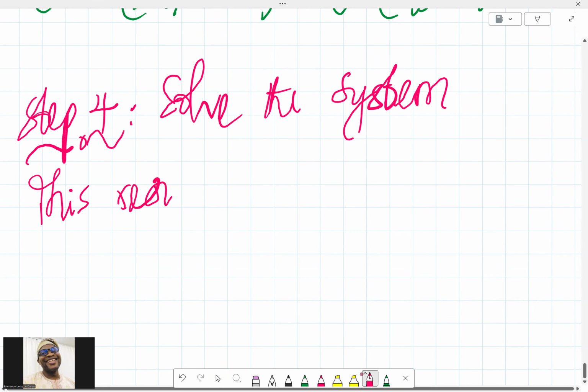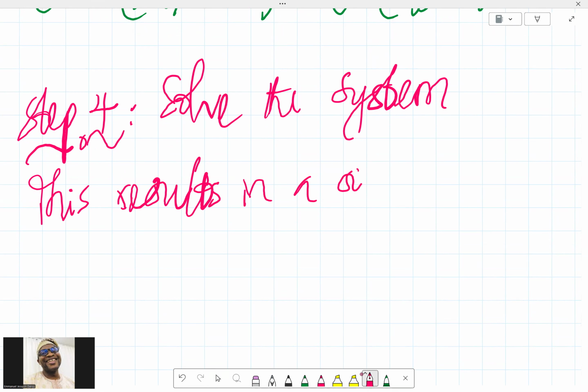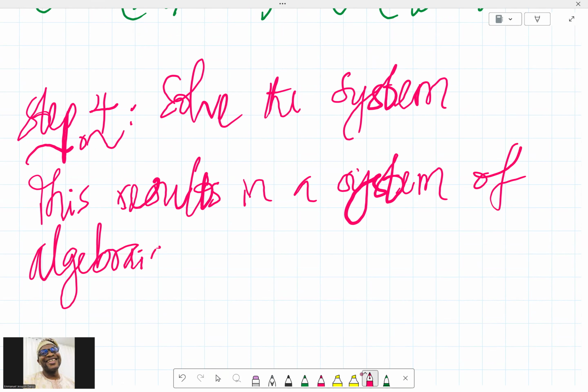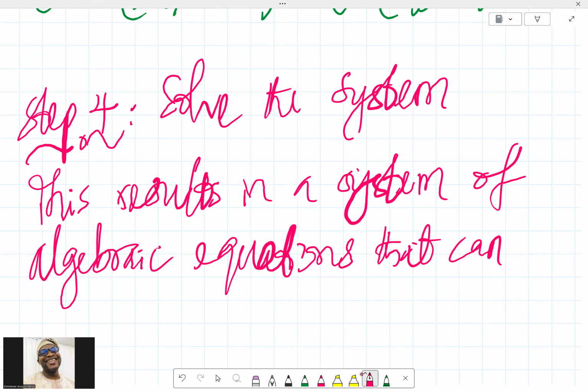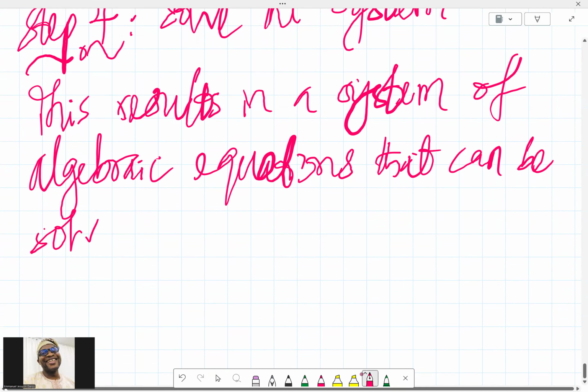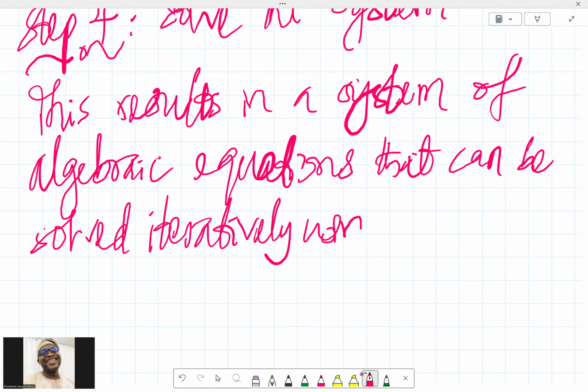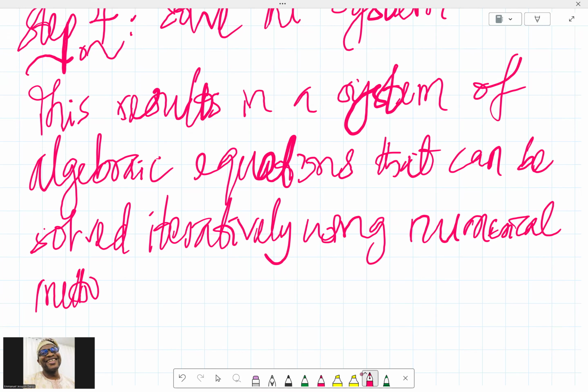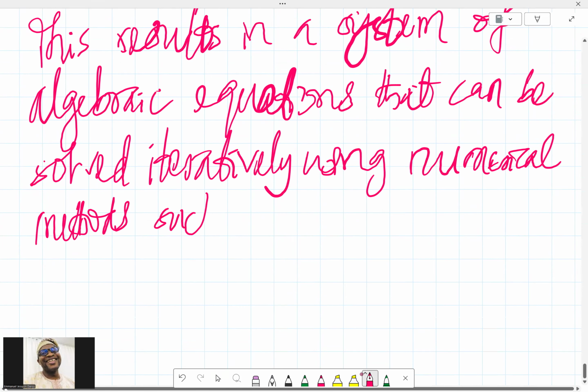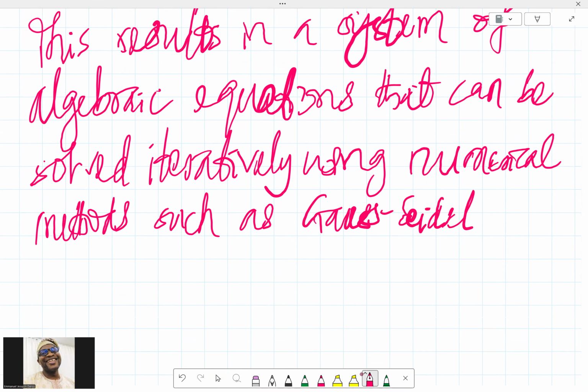So this results in a system of algebraic equations that can be solved iteratively using numerical methods such as Gauss-Seidel or Jacobi.